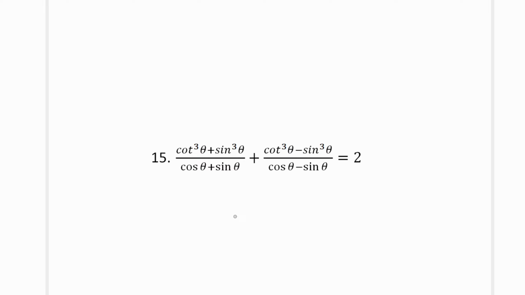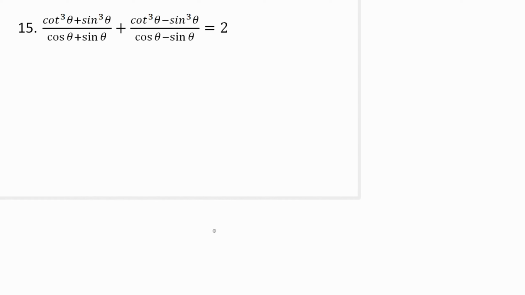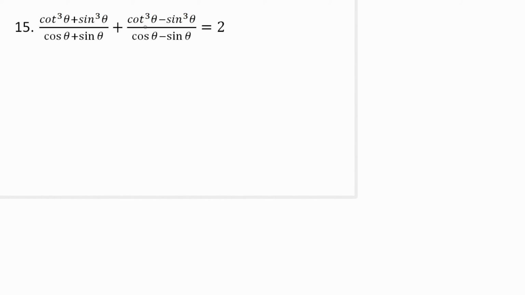Now the next question is, here what are we going to use? Here we are going to use a cube plus b cube and a cube minus b cube. We are saying it is cot cube plus sin cube theta.